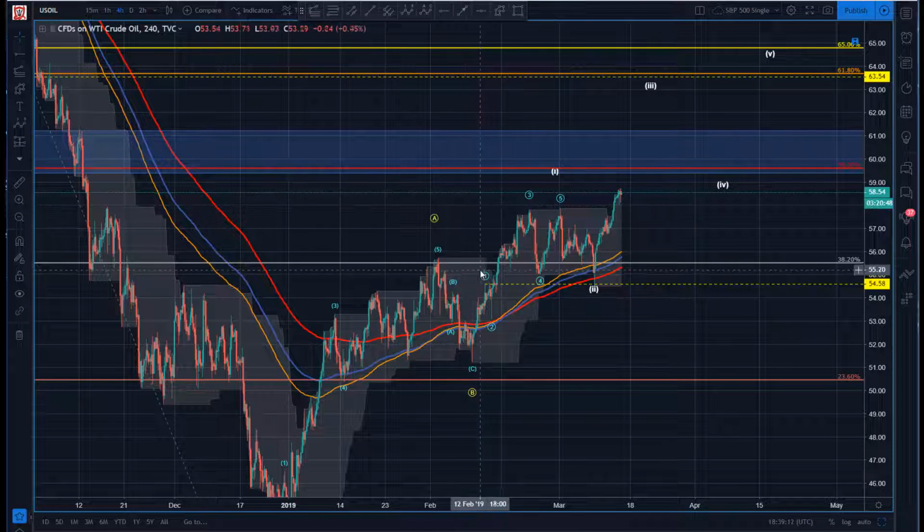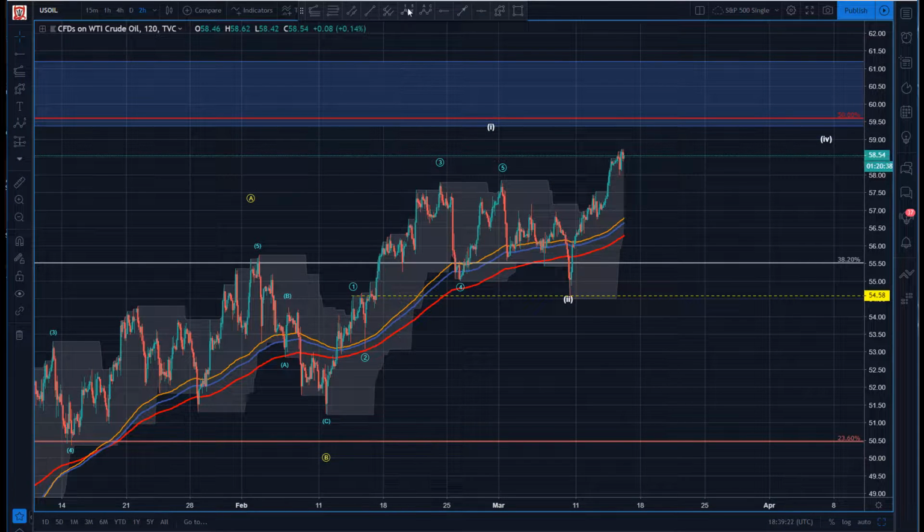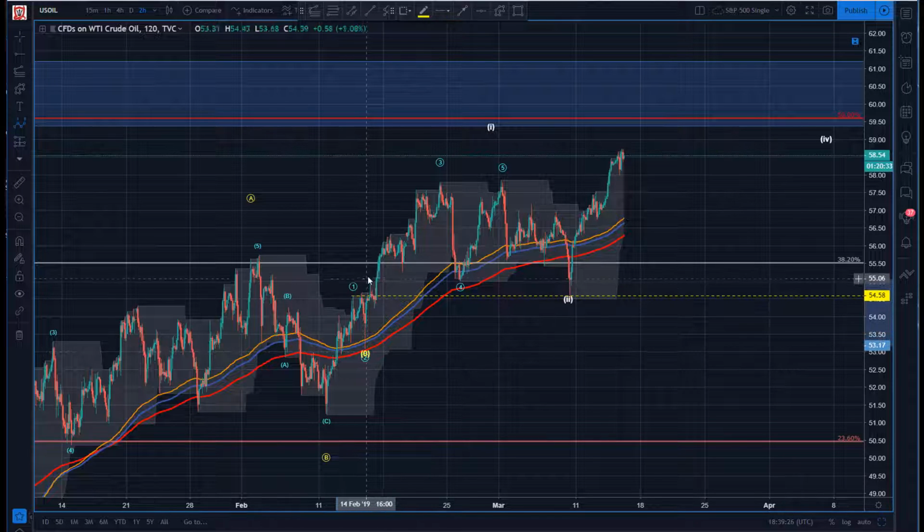Okay, so we could go, well, let's zoom in here. Let's go to a 2-hour. That's a tough one. Okay, so 1, 2, 1, 2. So you can get the third. So you could get the subdivision here. Let me go to yellow here. So we can go 1, 2.